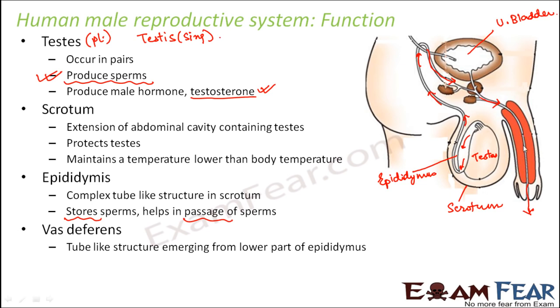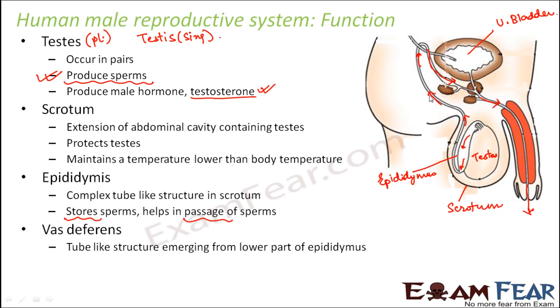Now while the sperm follows this path, quite a few things will actually join in. For example, some secretions from these reproductive glands will also join in. Something from the urinary bladder will also join the duct. So that means different things might join in, but basically this is the path which is followed by the sperms.